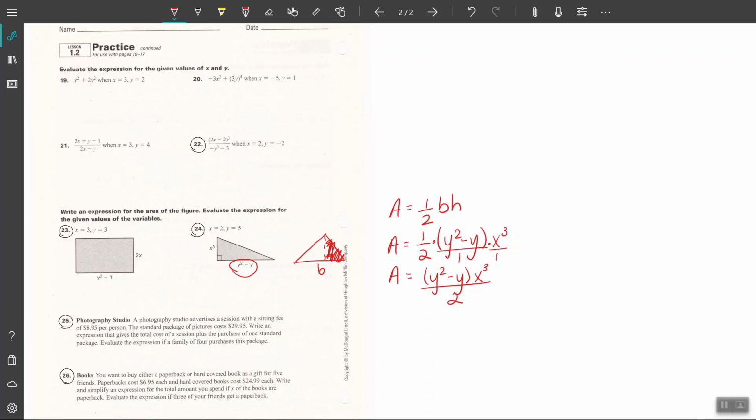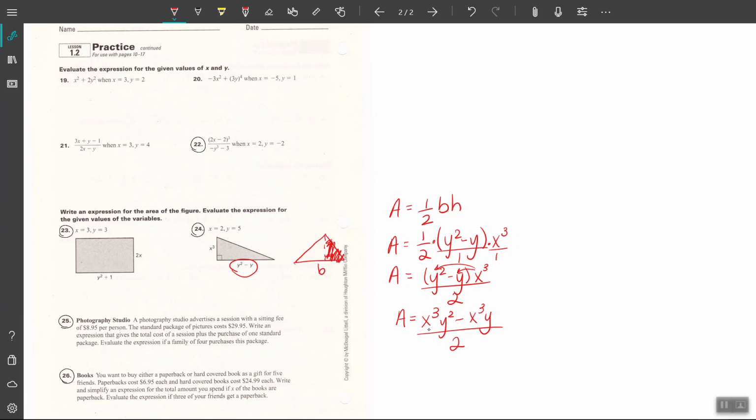All right, we could use it like this, but it would be even more simplified, more usable if we went ahead and distributed that x cubed to that binomial. This is a little bit more complicated because we're dealing with all variables, but it's really the same as number 23. We're just distributing that x cubed goes to the y squared. So x cubed y squared, and then the x cubed goes to this negative y. So it'll be a minus x cubed y. And all of that over 2.